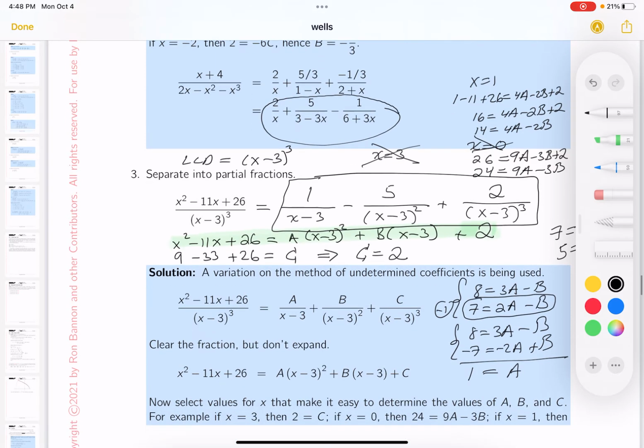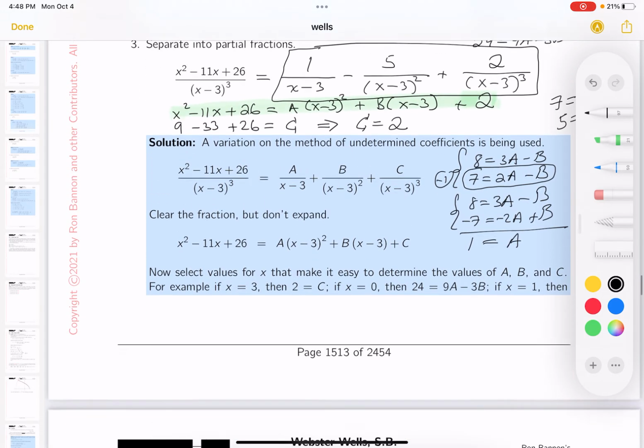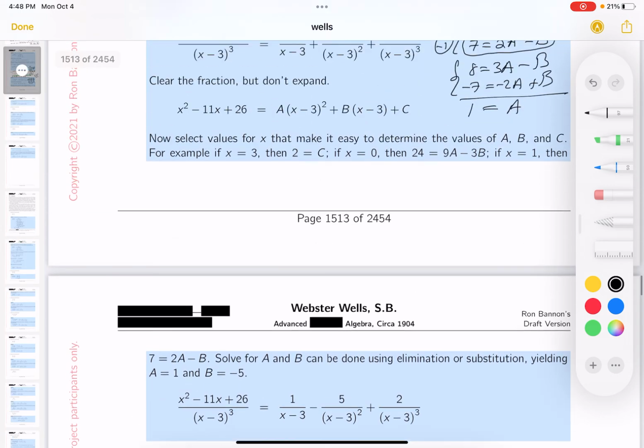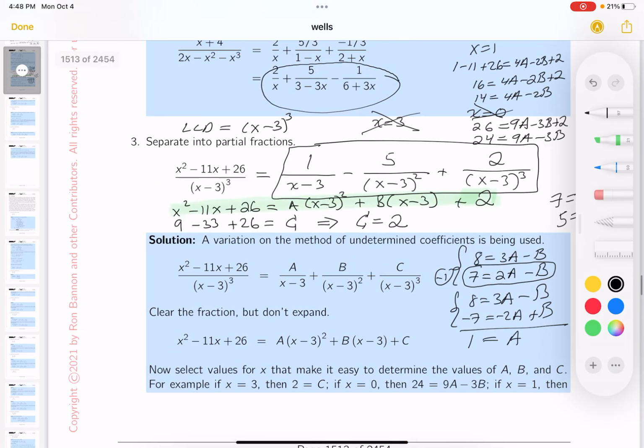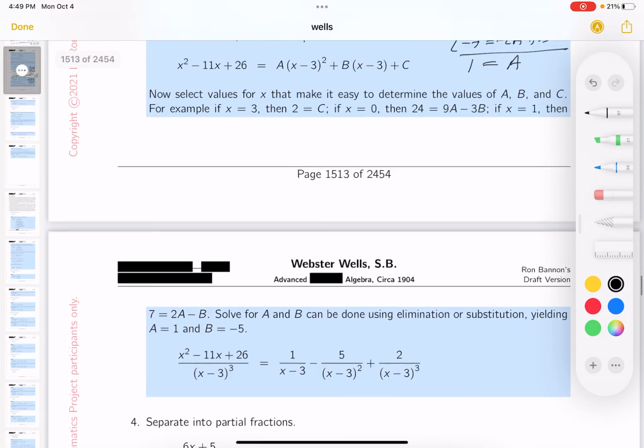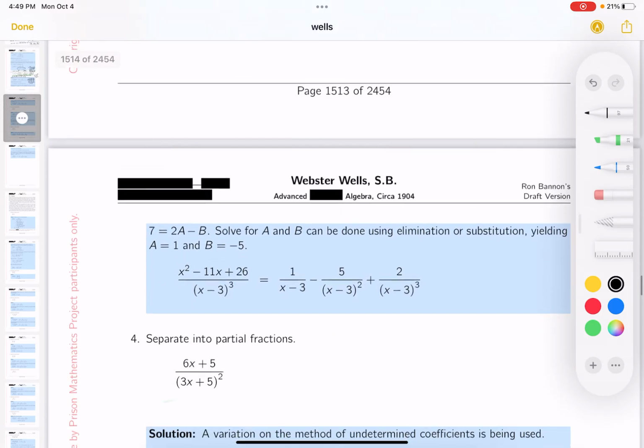And I want to check it. Let's hope they have the answer down, right? So 1 over x minus 3. Gee, I got that right. Minus 5 over x minus 3 squared. Gee, I got that right. And 2 over x minus 3 cubed. Gee, I got that one right.